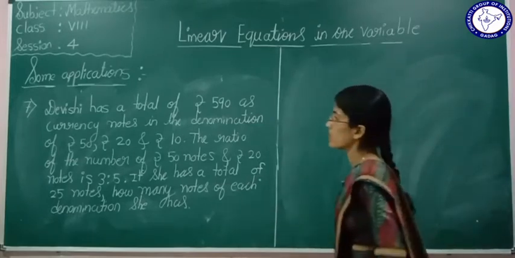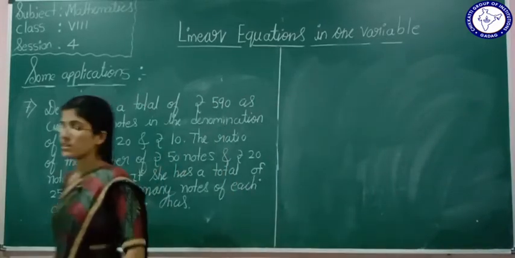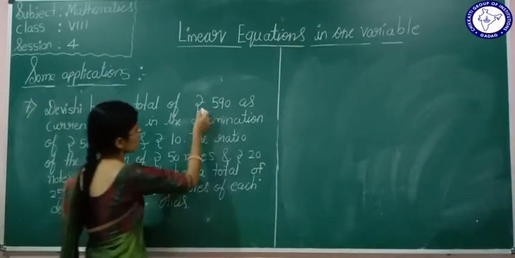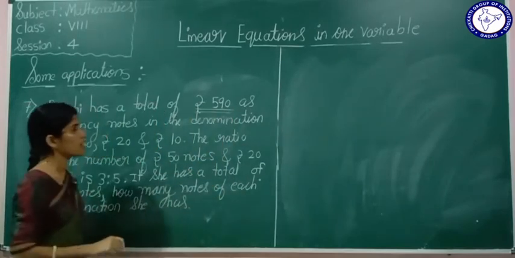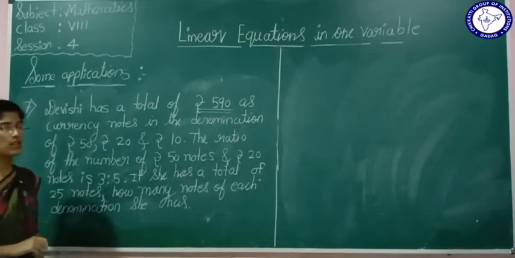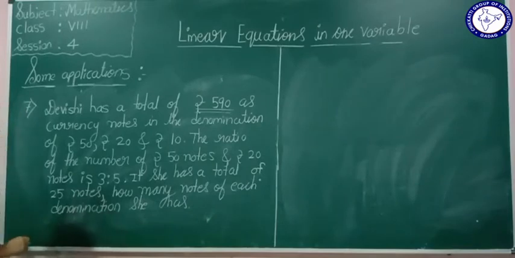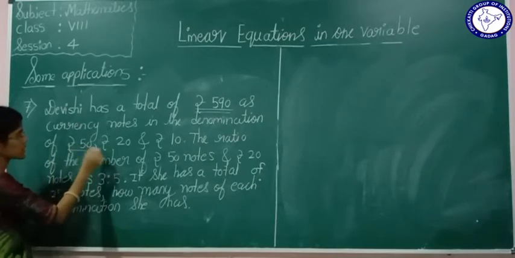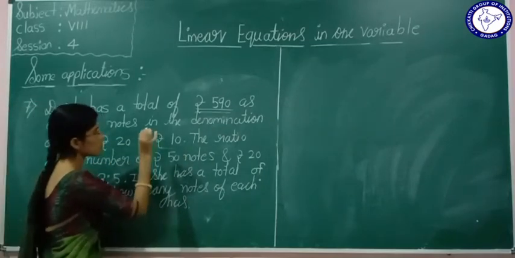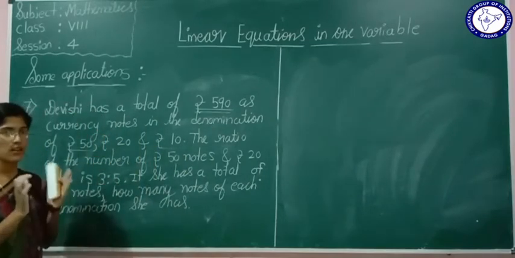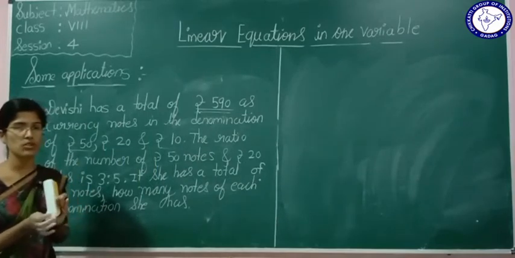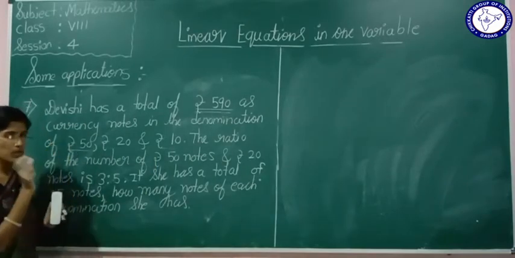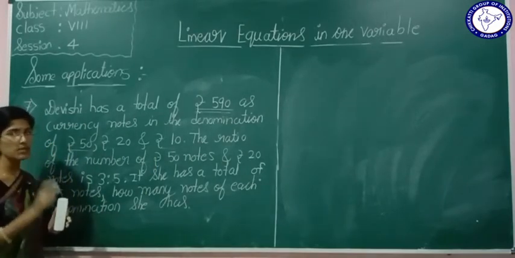Now see, Devishi has a total of rupees 590. Rupees 590 is the total amount she has. In the denominations, she has 50 rupee notes, 20 rupee notes and 10 rupee notes. In that amount, she has some 50 rupee notes, some 20 rupee notes and some 10 rupee notes.